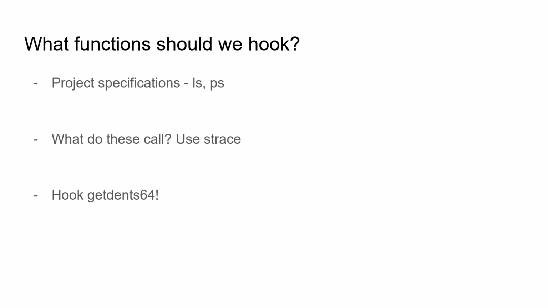Deciding what function to hook depends on your intentions. The project specifications say a rootkit like ours needs to be not visible in the file system or process list, so we can look at what these call by using strace. strace tells us that these rely on getdents64 to get items from a directory. This is perfect for ls because ls does exactly that, and perfect for ps because ps works by reading files in the proc file system.